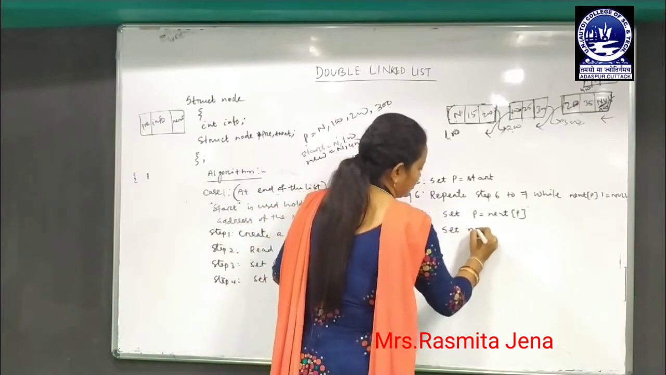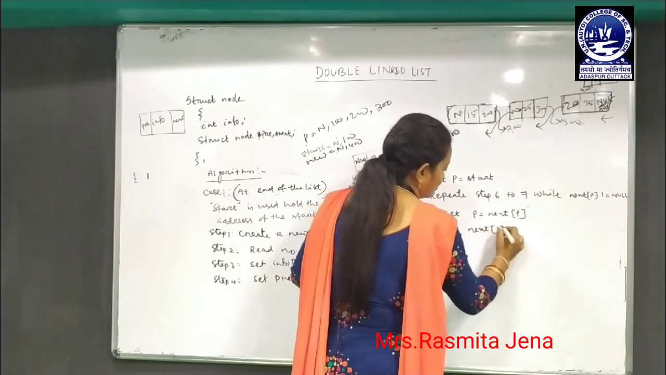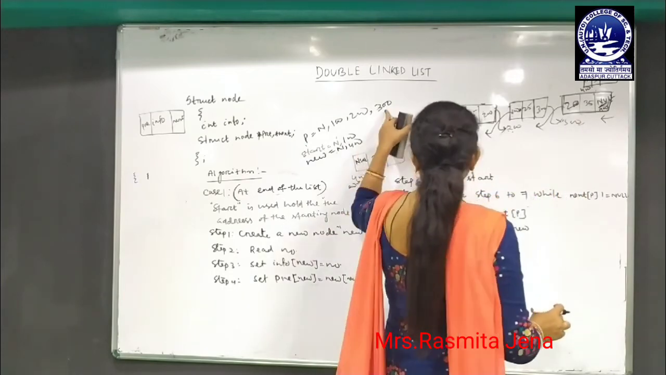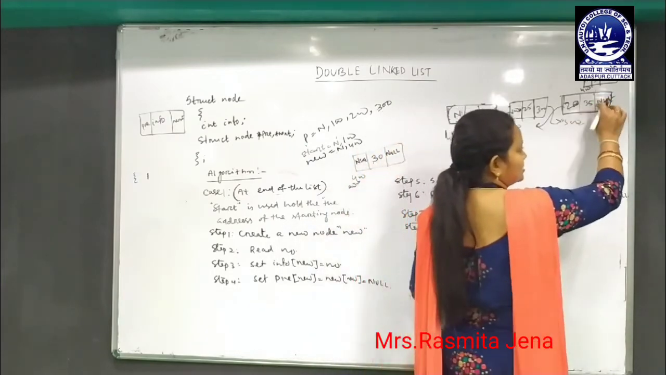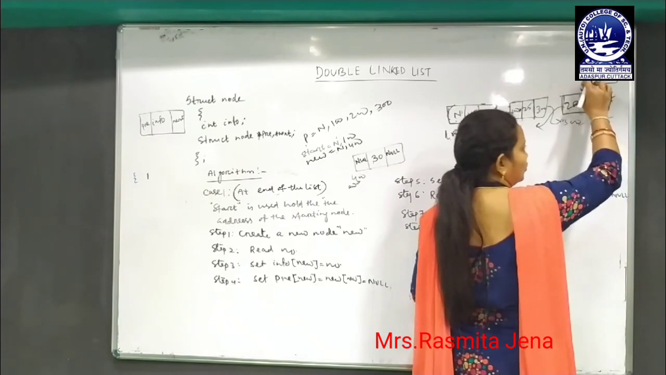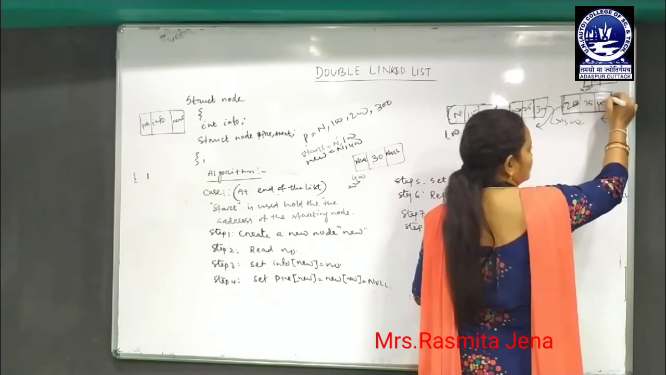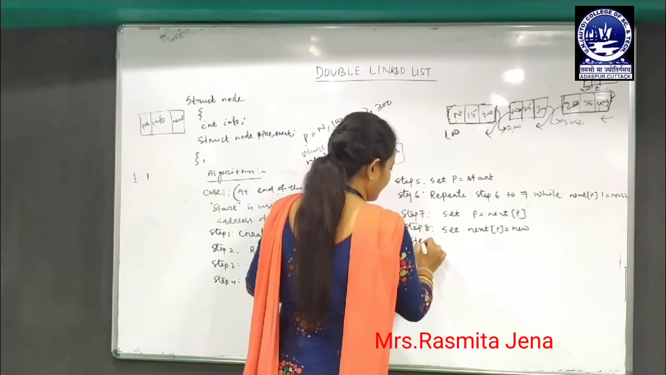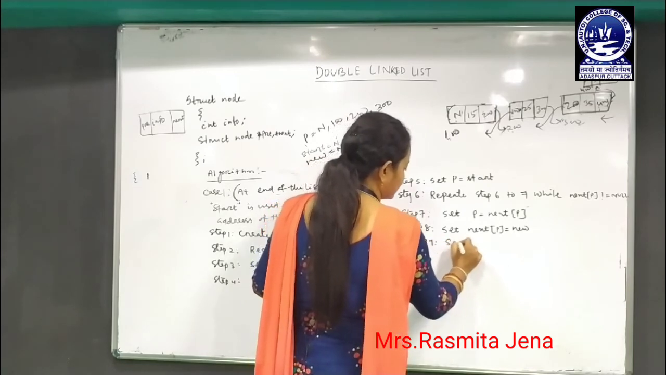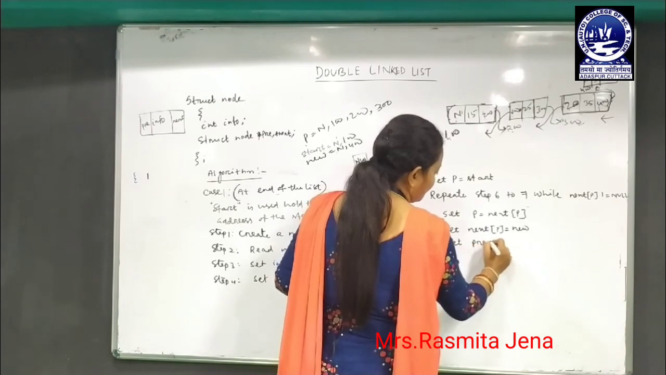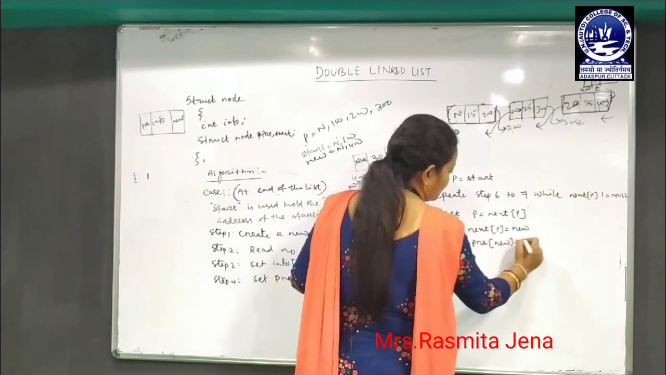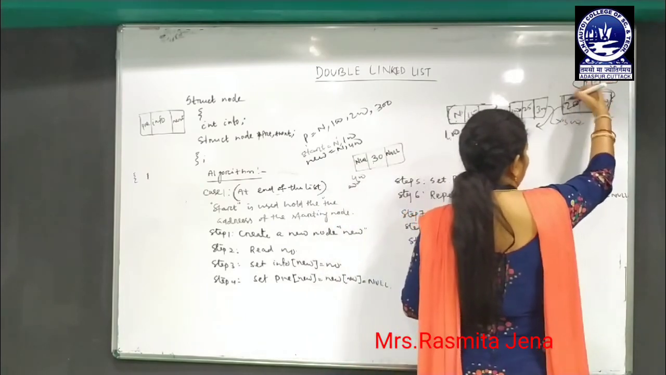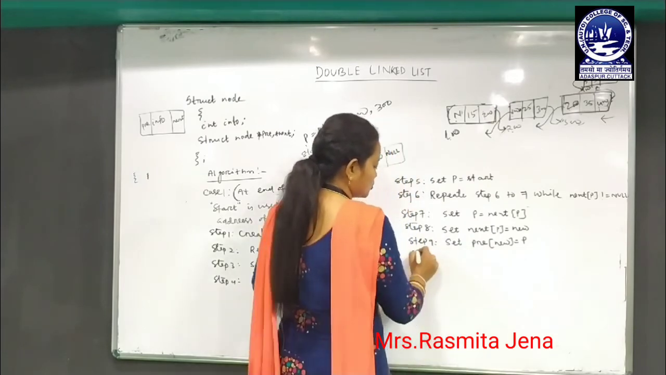set next of P equals to new. So P is 300 and the next of P, that means this location, will store the new pointer value, that is 400. So this will point to this node. And next, for backward traversing, we will write set pre of new equals to P. So it becomes 300, for backward traversing. Okay. Then stop the procedure.